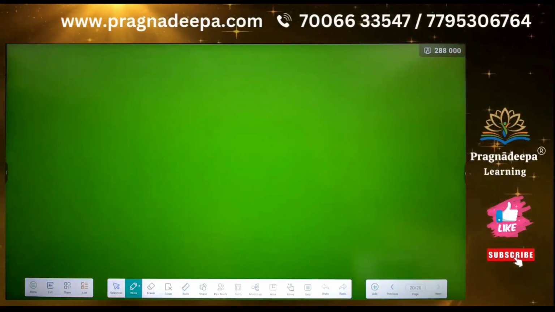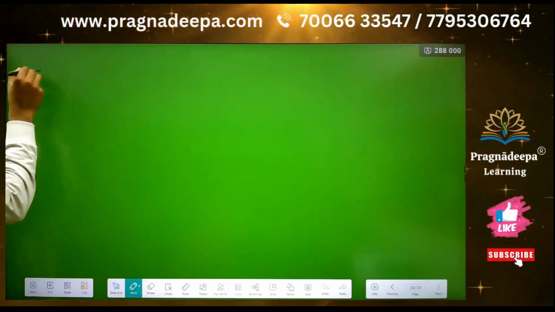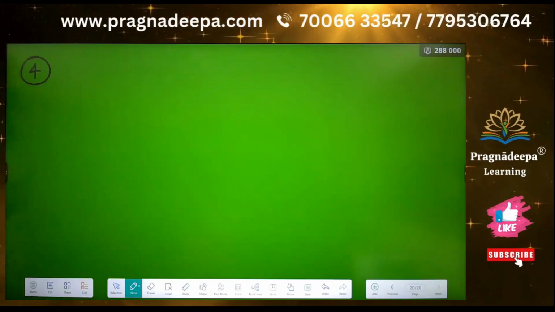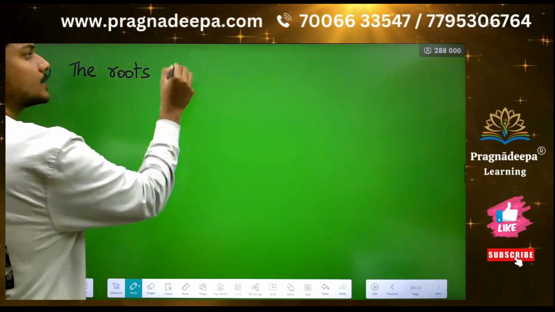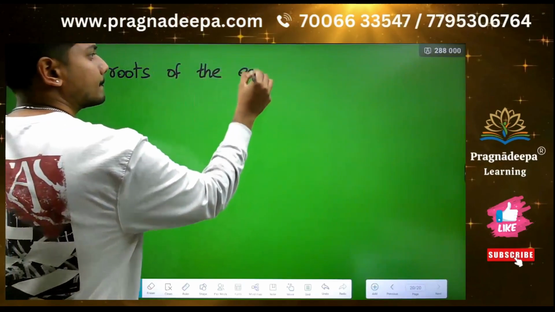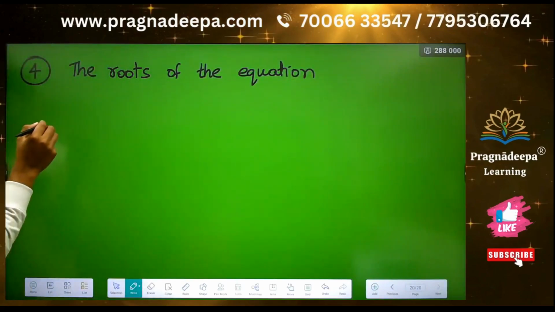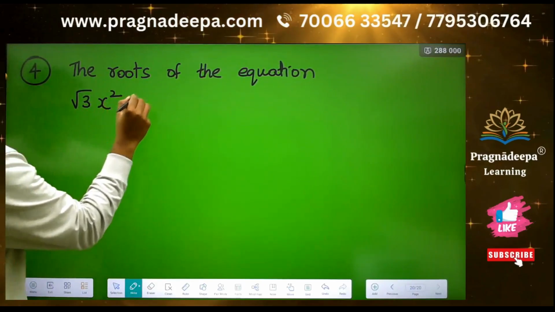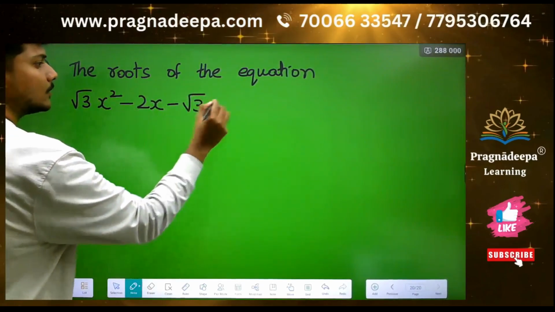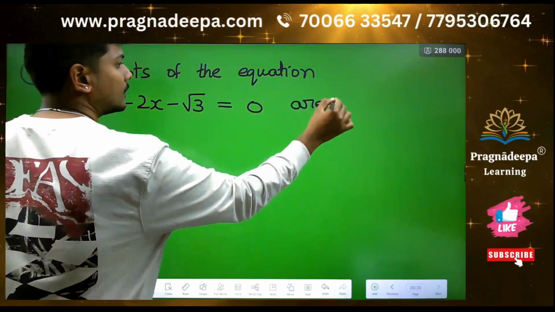Next one. So next, fourth question. The roots of the equation root 3x square minus 2x minus root 3 is equal to 0. They have given some options.